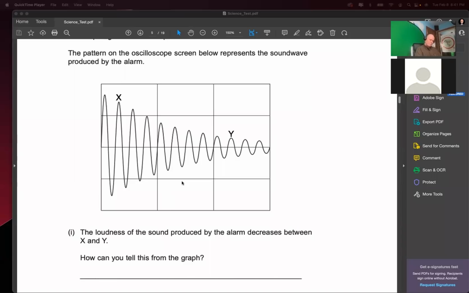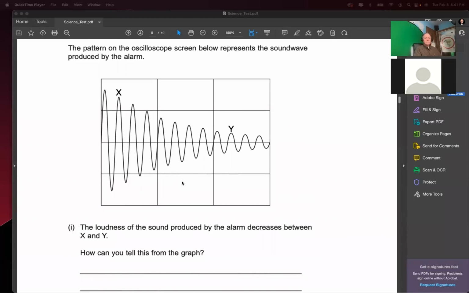It's like if this is a wave and it's going up and down, it's going up and down more at X than at Y. All right. So I would say if it's changing more at X, there's more of a signal and it's louder.